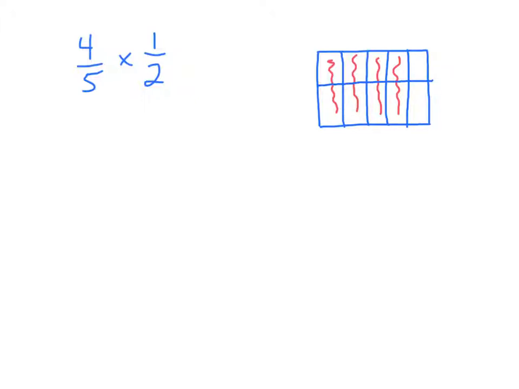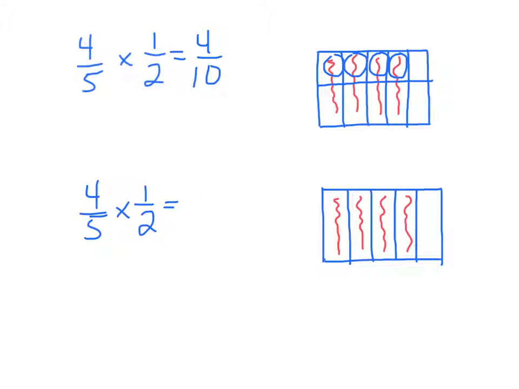So I divide it in half. Now, how much do I have? Well, now I have 4. If I divide this in half, I'm only talking about 4 out of a total of 10 pieces. So this is equal to 4/10. So multiplying by fractions, you can just go straight across and multiply.